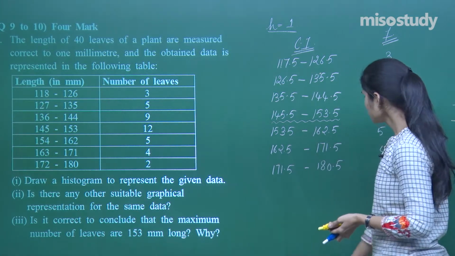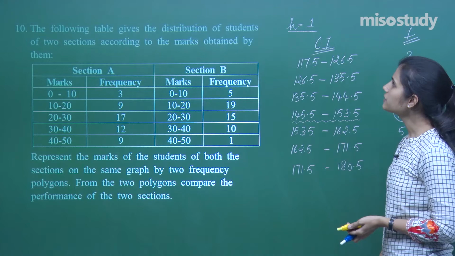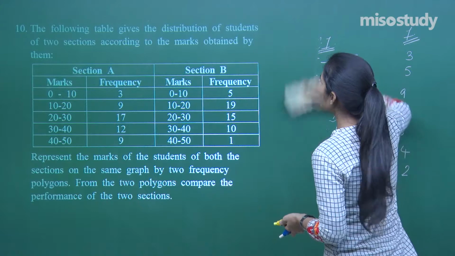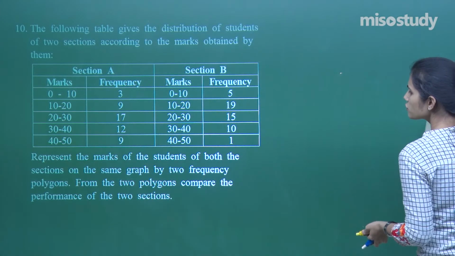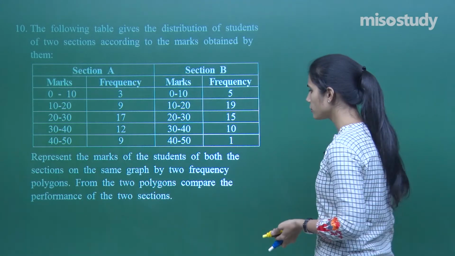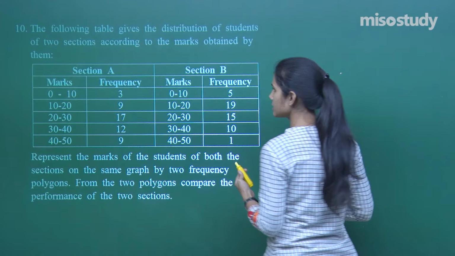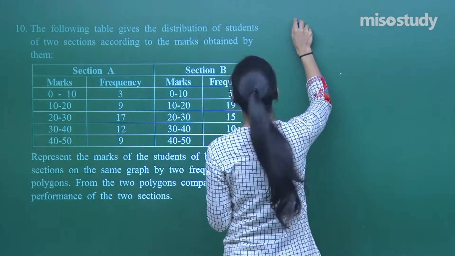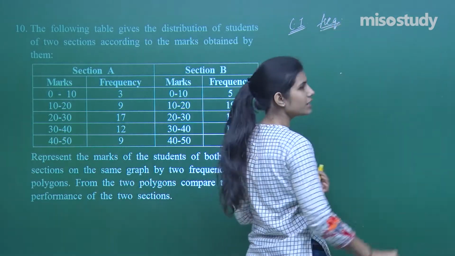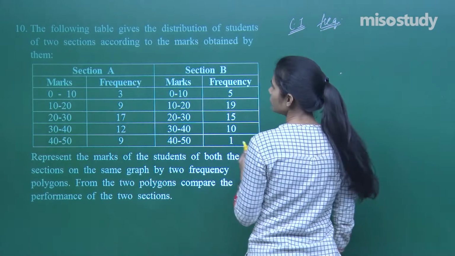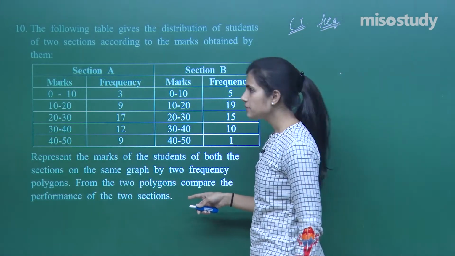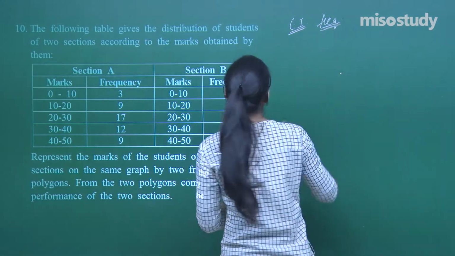Okay. Next question says that the following table gives the distribution of students of 2 sections according to the marks obtained by them. Represent the marks of students of both the sections on the same axis. You have to present by 2 frequency polygons on the same axis. Here if I talk about section A's data, you have class intervals as the marks and frequencies. Whenever you are talking about a frequency polygon, first of all you have to see whether the class intervals are continuous or not. They are continuous in both the cases. These are 2 sets of data, so directly move on to the class marks.